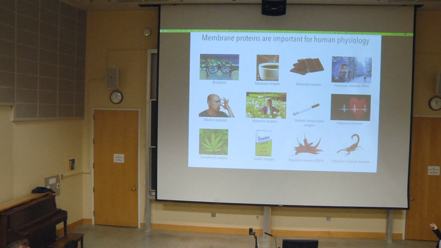Your heartbeat is accomplished through potassium channels as well as sodium channels. Potassium and sodium channels are also targeted by chili peppers, or if you get stung by certain spiders or scorpions. And if you feel cold, that is also a sensation that is accomplished through ion channels, specifically TRPV channels. So they're really important in human health and disease, and that's why I think they're interesting.